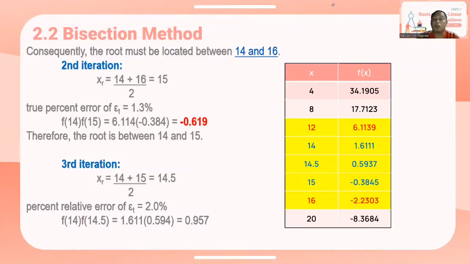So continue with the third iteration. We can refine more to get the nearest value of our root. So x sub r now will become 14 plus 15 divided by 2, which is equal to 14.5. And the percent relative error now, or epsilon sub t, is equal to 2.0%. Multiplying the functions of these two x's, we get 0.957.